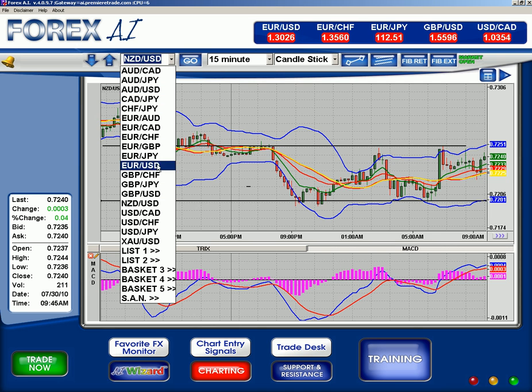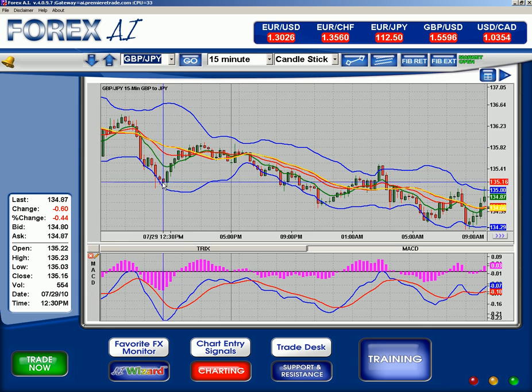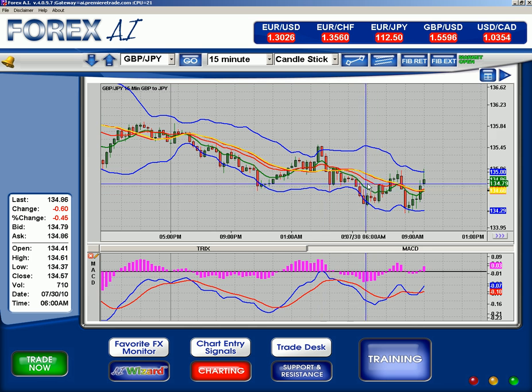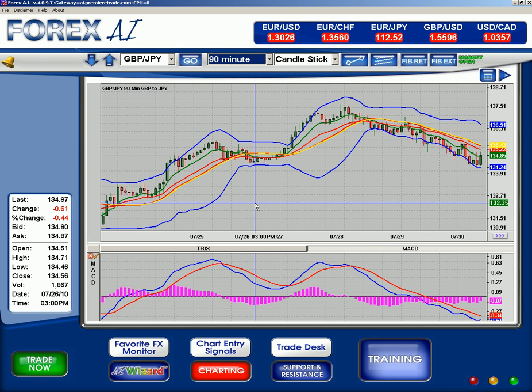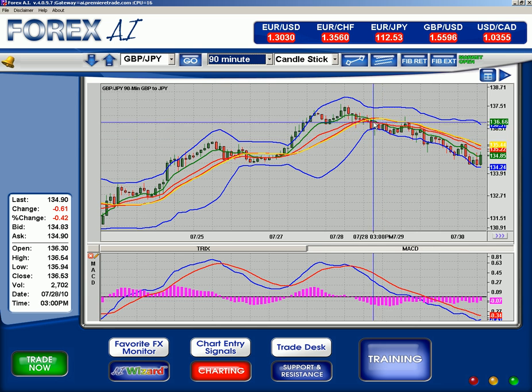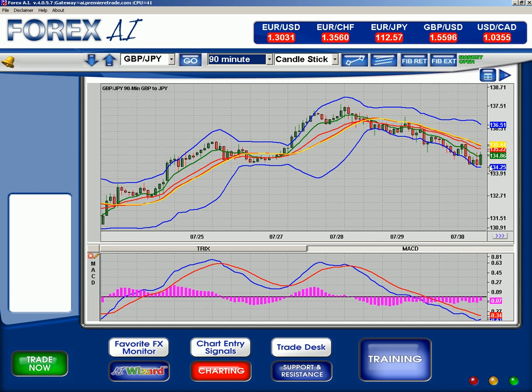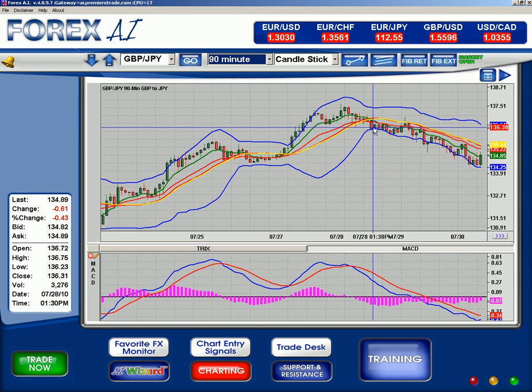Looking at the pound yen, which is also in a range. As you can see, we're sitting here right at 135, right at the top. This is the direction, as you can see on the 15-minute. When we put this on the 90-minute, you can also clearly see that this is moving in a downward direction overall. It's been doing that since the 28th.